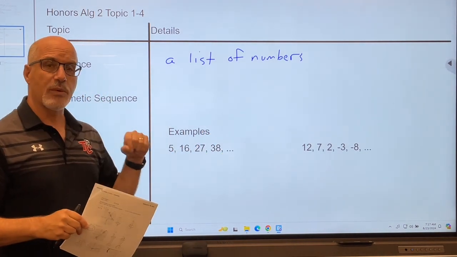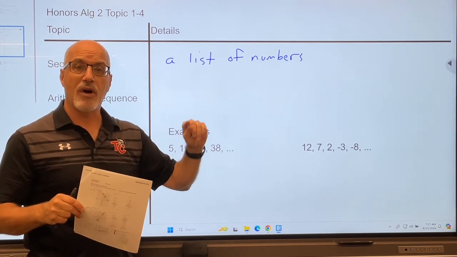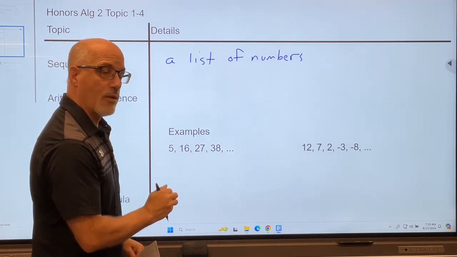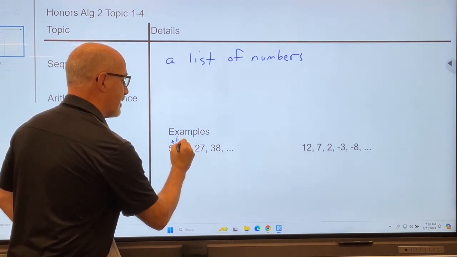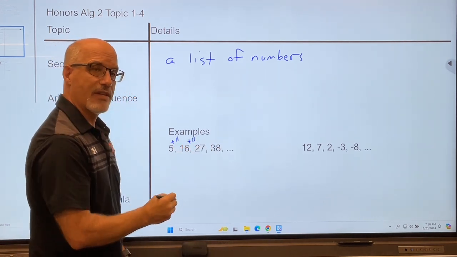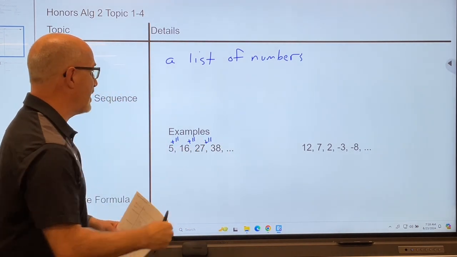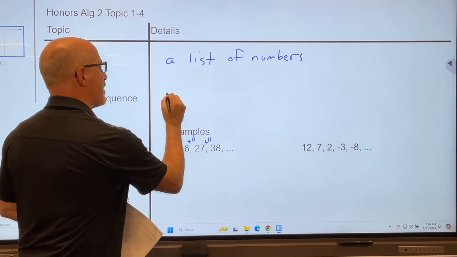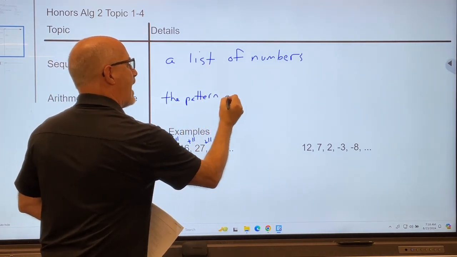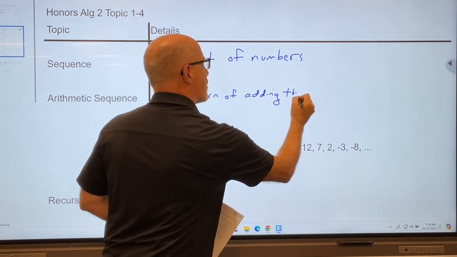An arithmetic sequence is a sequence where to get to the next term, you always add the same number each time. Let's use this as an example. Notice to get from 5 to 16, we add 11. To get from 16 to 27, we add 11. To get from 27 to 38, you add 11. That's the pattern of adding the same number. Okay, so an arithmetic sequence is the pattern of adding the same number to get to the next term.